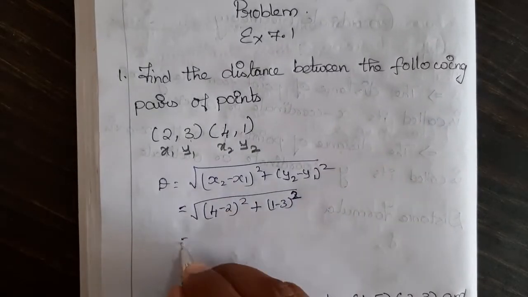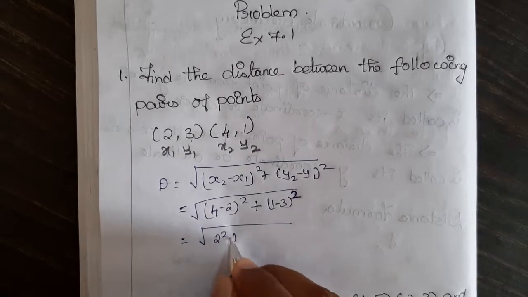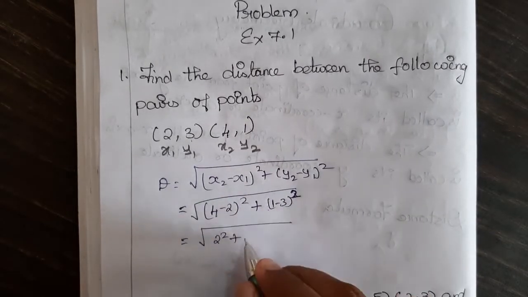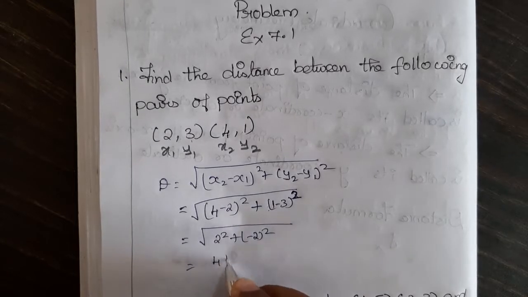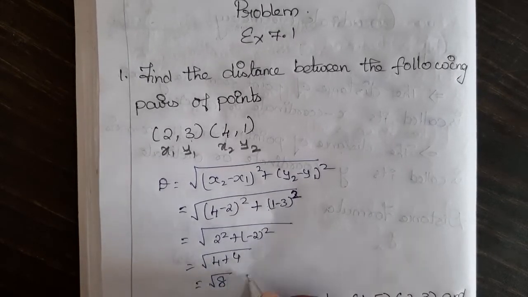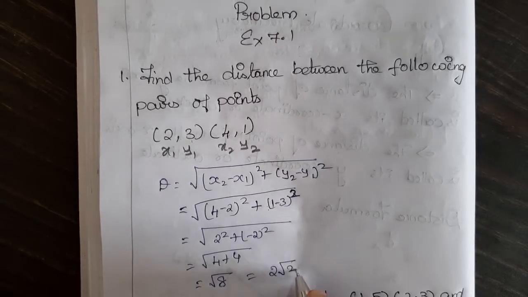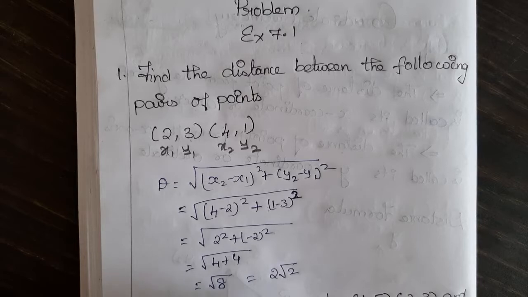Then 4 minus 2 is 2 square, plus 1 minus 3, which is 1 minus 3 is minus 2, the whole square. So 2 square is 4, plus minus 2 the whole square is also 4, square root of 4 plus 4, which is just square root of 8. Square root of 8 we can write as 2 square root of 2, right? 2 into 2 into 2 is 8, and square root of 2 remains. So the distance between the 2 points is 2 square root of 2 units.